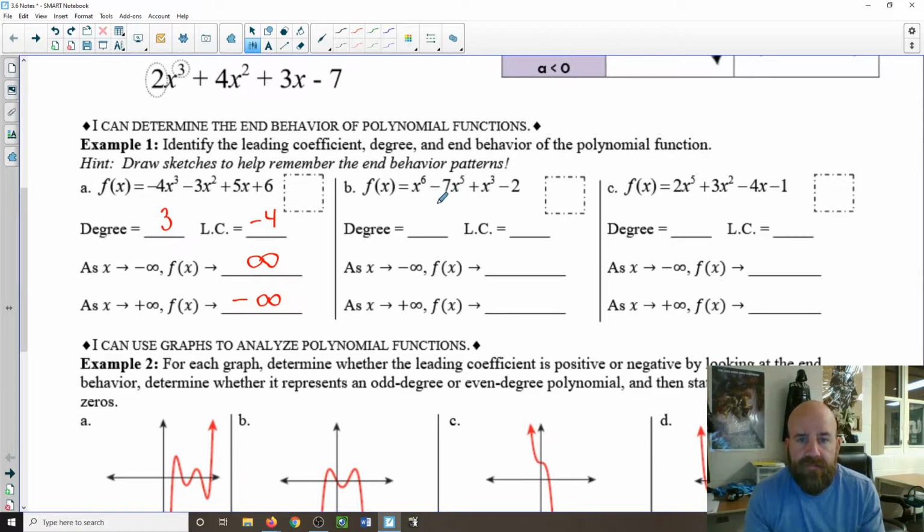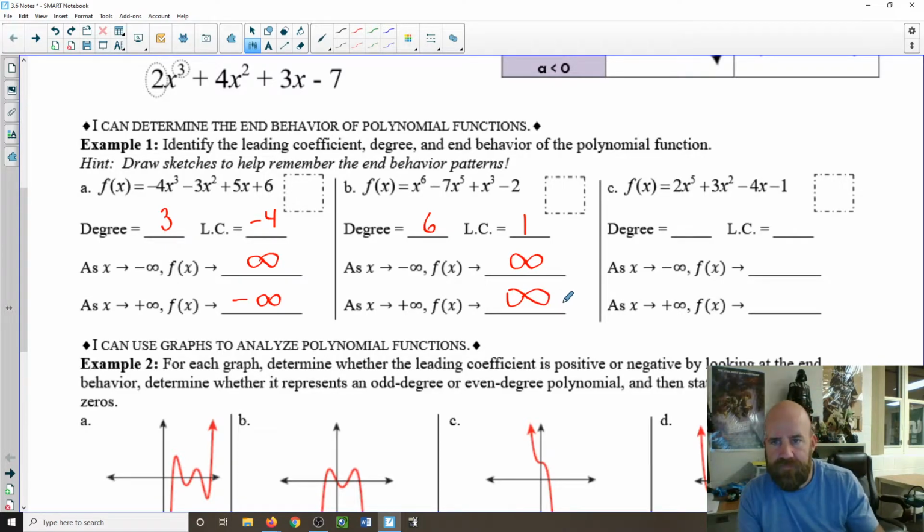Let's try this one. The degree is 6, which is even. The leading coefficient is positive 1, so the right-hand side is going to positive infinity. And then even tells us the left-hand side is the same as the right-hand side. All right, degree of 5, leading coefficient of positive 2, so the right-hand side goes up, and then the left-hand side goes down because we have an odd power, an odd degree.